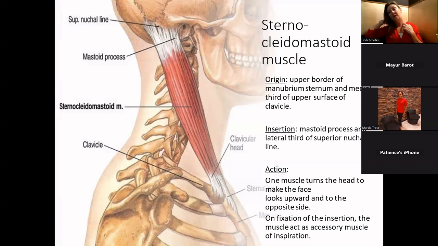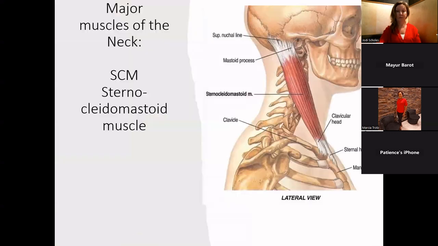So following it straight up behind the ear, there's a nice tender point in there. This is your SCM. On the MBLEx, sternocleidomastoid. That big word right here. It's a major muscle of the neck. And these are the ones we're going to be studying today.